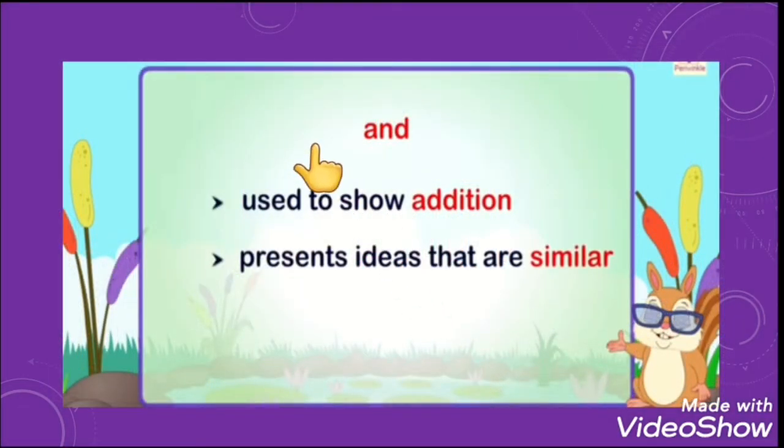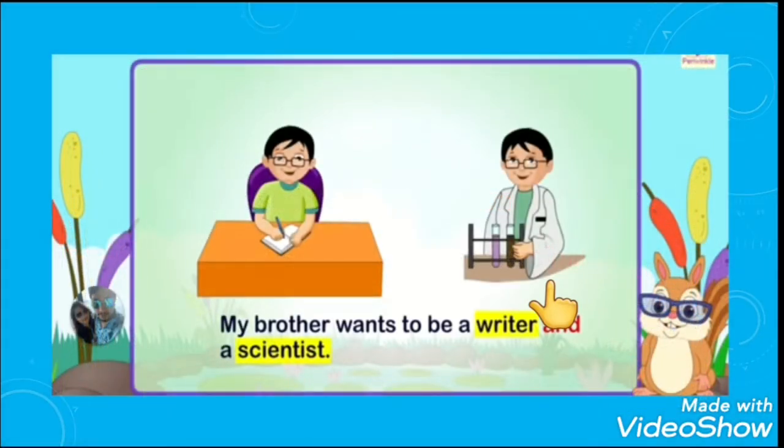Now the next conjunction is and, used to show addition, presents ideas that are similar. So here is the example of and. My brother wants to be a writer and a scientist. So students, here we have joined the writer and the scientist.